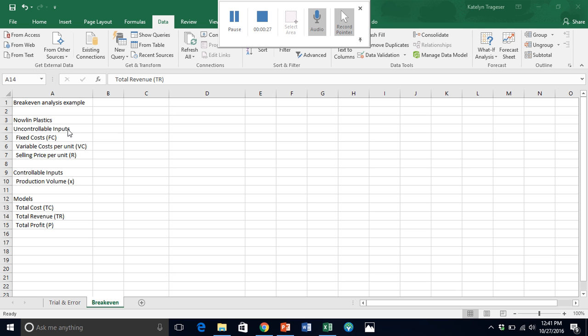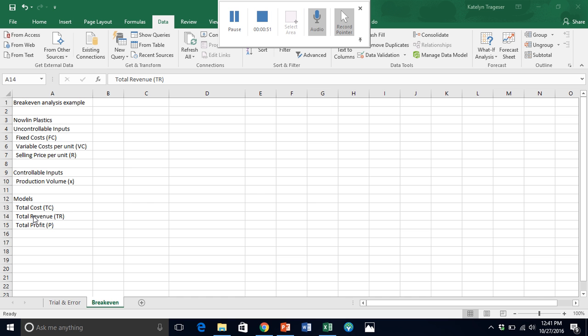First, we have our uncontrollable inputs. Those include our fixed costs, our variable costs per unit, and our selling price per unit. Next, we have our controllable inputs. That is the production volume in our example. And finally, we have the models: total cost, total revenue, and total profit.